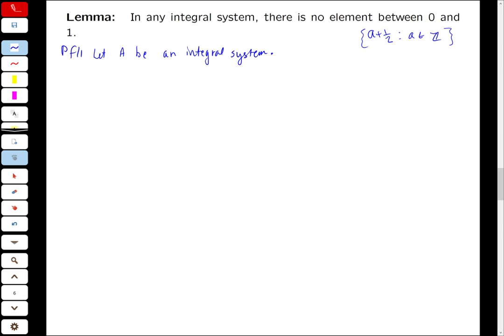Okay, so A is an integral system. Now, what we're trying to do is show that there is no element between 0 and 1. Let's suppose there is.